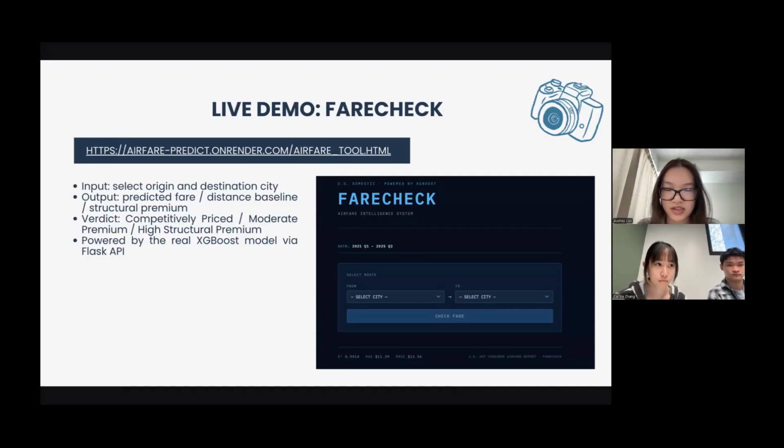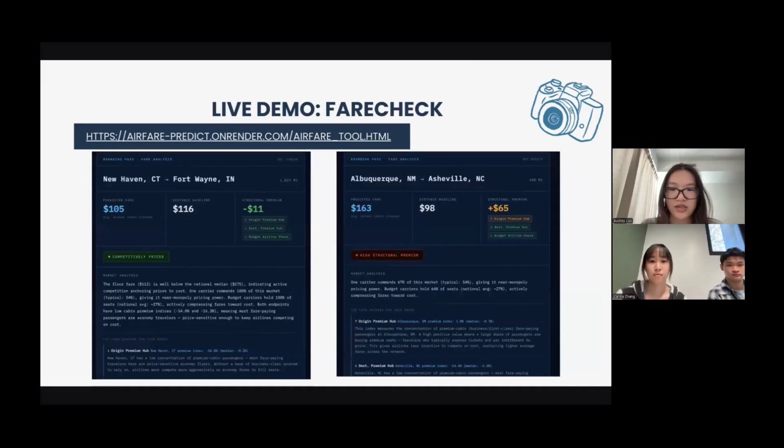First you select the origin and the destination from the US cities, and the tool calls our Flask backend, which runs the real XGBoost model in real time and returns three numbers: the predicted fare, the distance baseline, and a structural premium on top. It gives a verdict: green means competitive prices, yellow means a moderate premium, and red means a high structural premium driven by monopoly or the hub effect. It also shows a breakdown of which features are driving the price based on our SHAP weights.